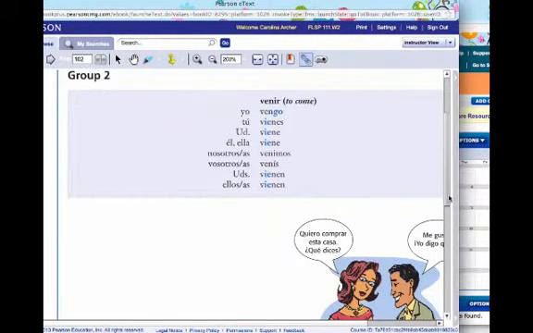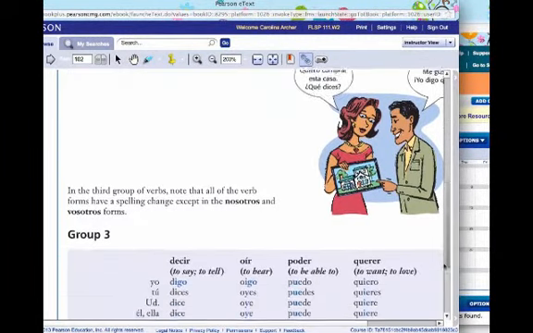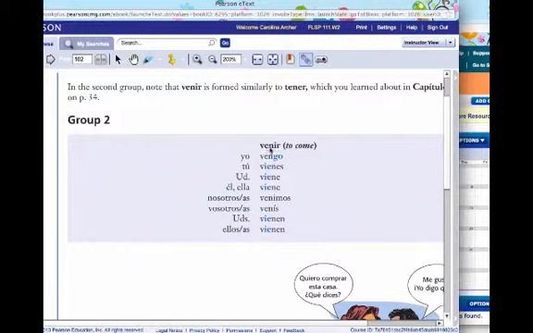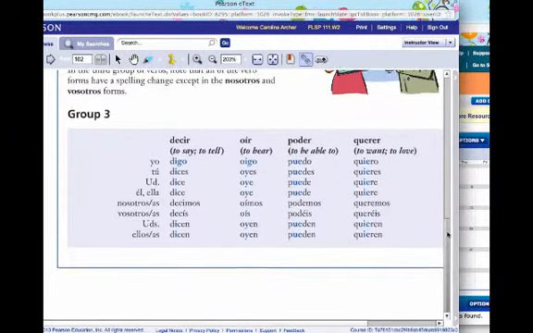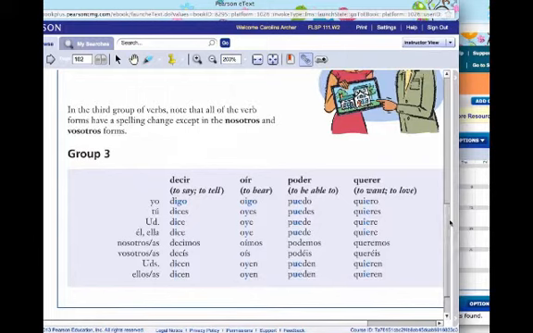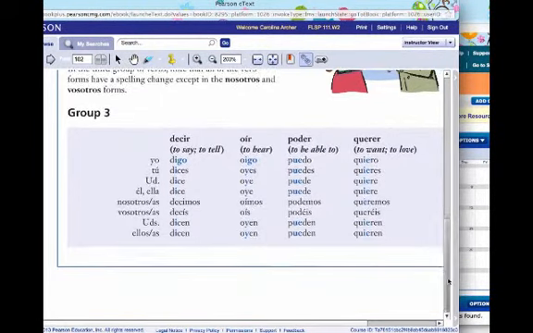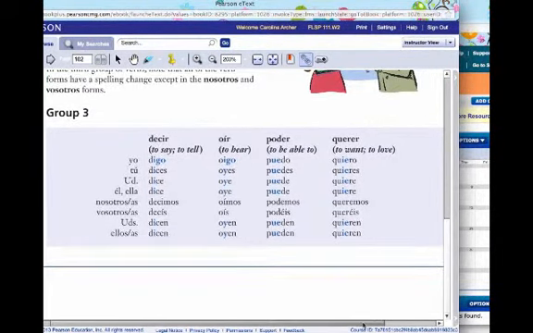Okay, so this is another group. Group 2: verbs that change from E to IE in the root. And then we have a third group. All the verb forms have a spelling change except in the nosotros and vosotros. These verbs, let's see here a bit. Decir means to say or to tell. Oír means to hear. Poder means to be able to. And querer means to want or to love.